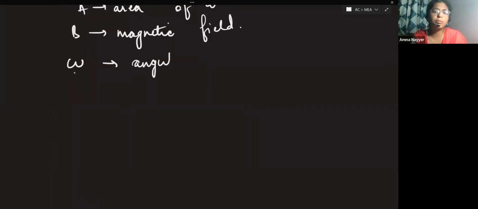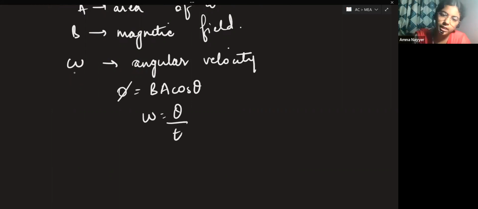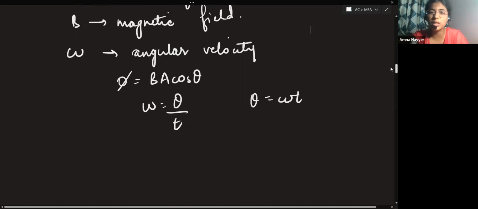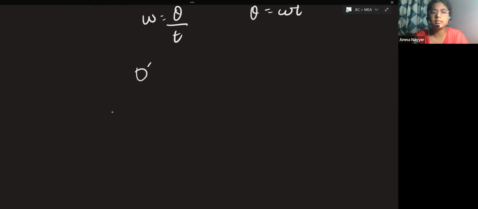Does anyone remember the formula of angular velocity? You have done this in class 11th in your rotational dynamics. Omega, what is the formula for it? Nobody remembers. Omega is theta by t. Displacement divided by time is velocity, so angular displacement divided by time is angular velocity. From here, theta can be written as omega t. And remember, throughout AC, these terms cos omega t, sin omega t will come. That obviously we will not do today; those terms we'll discuss in the next class.